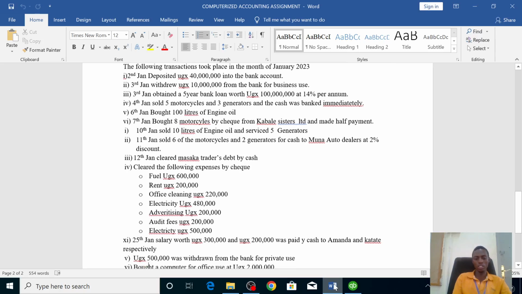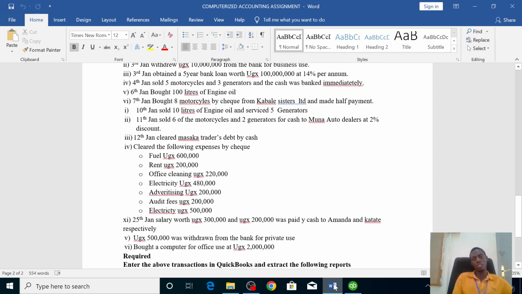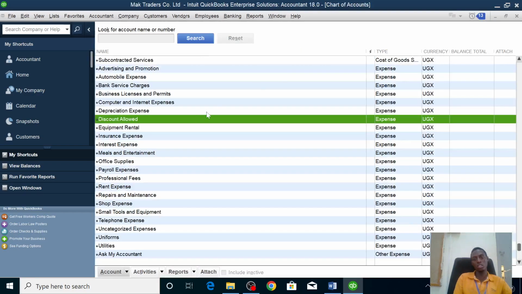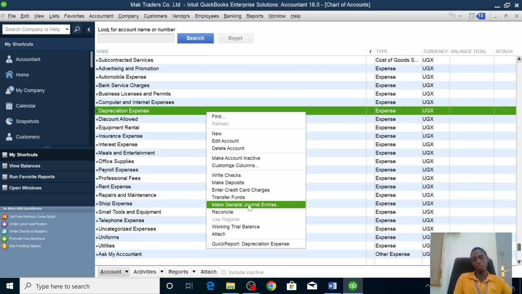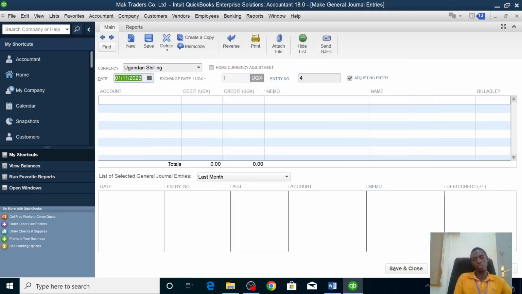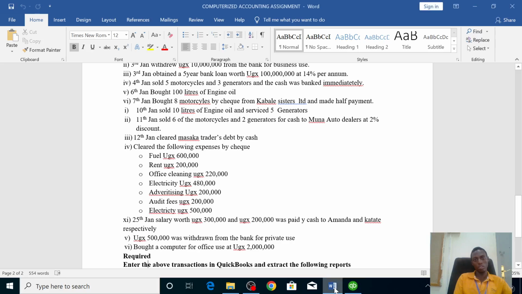Then on the next day, the next transaction: clear these expenses by check: fuel, rent, office cleaning. So I will go on this from chart of accounts, create my journal, then the date is on the 12th.